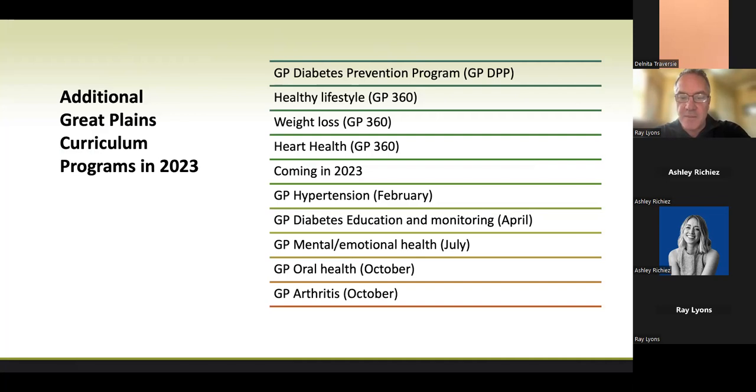We also are rolling out our diabetes education and monitoring, mental and emotional health later in the year, and then oral health and arthritis programs in the fourth quarter. We'll work with the Great Plains Tribal Leader Health Board to adapt all of this curriculum, and it'll be available for you. And again, the National Diabetes Prevention Program has to be a 12-month program. The rest of these can be as long as the provider decides. If you want it to be a 4-week program, an 8-week program, a 12-week program, a 20-week program, it's really up to the provider. And that's what we were hearing a lot of from some of the communities, that they wanted the ability to deploy programs that weren't 12 months in length.